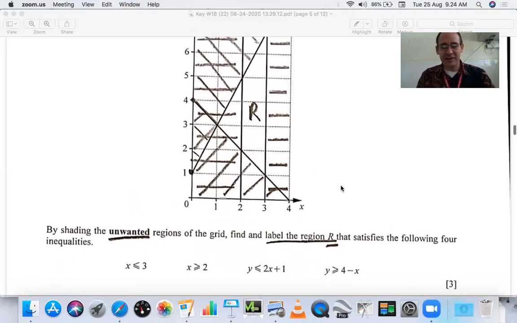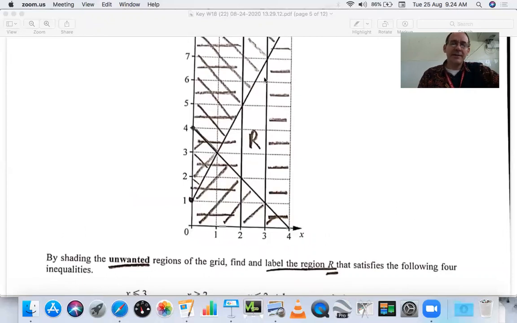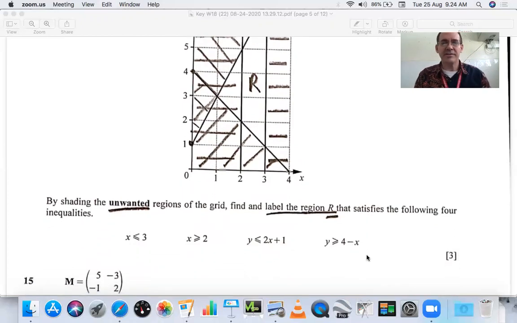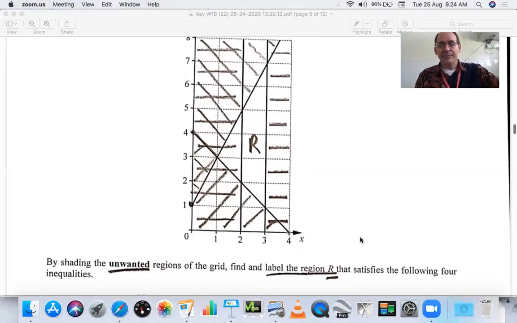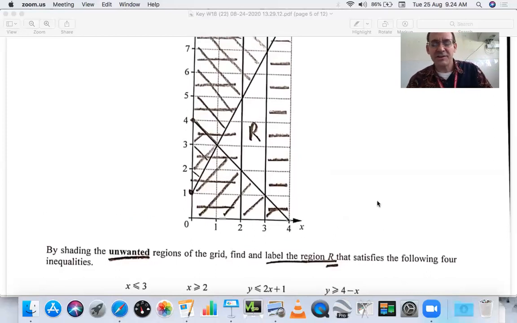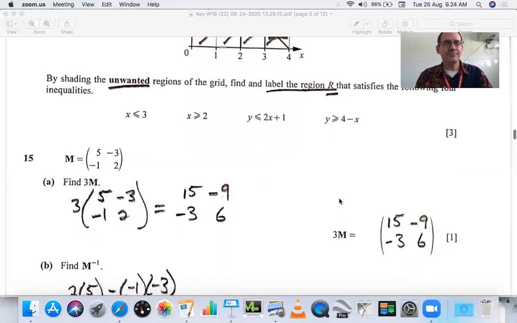So that only leaves one section that is not shaded. That is our solution set that satisfies all of these linear inequalities. Notice it says to label the region R. I noticed that some students forget to label the region R, the solution set. So in this case, the non-shaded section that's left over. So that's our solution there.